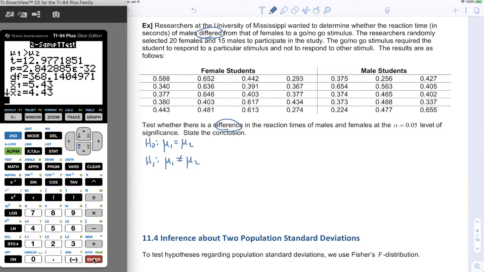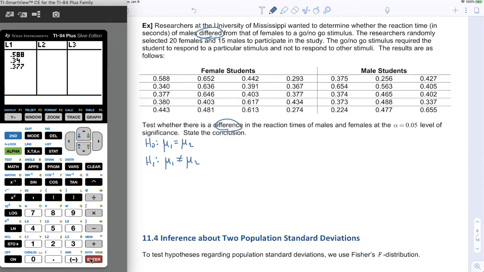So in order to do this hypothesis test, we need to go to our list. So stat, edit, and type in the values. I already did that so that you don't have to watch me type them. So I put the female values in list 1 and the male times in list 2. So you may want to pause the video and type those in on your calculator. Once you've finished typing them in, we can go ahead and do our test.